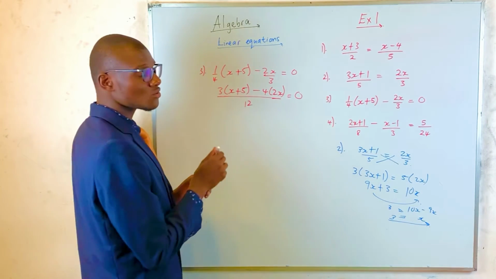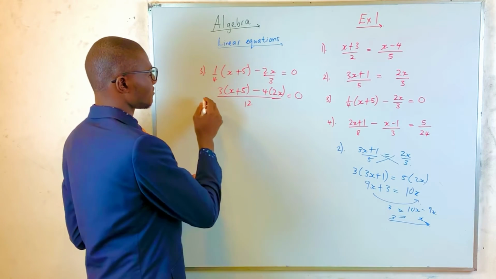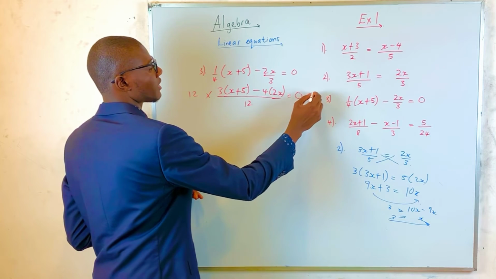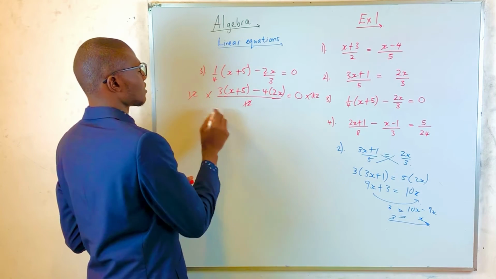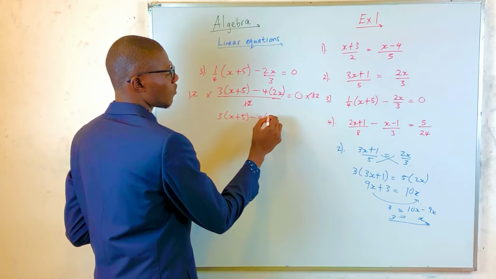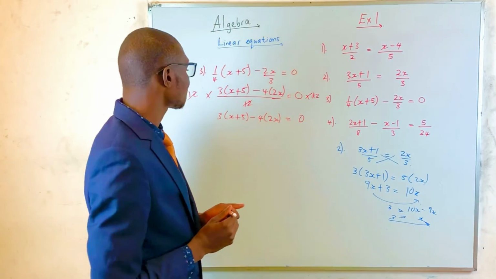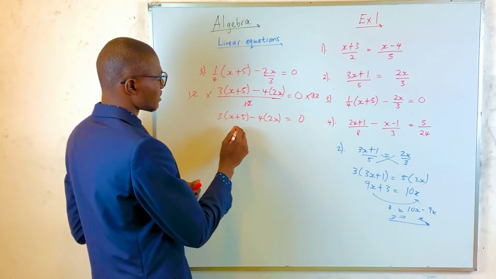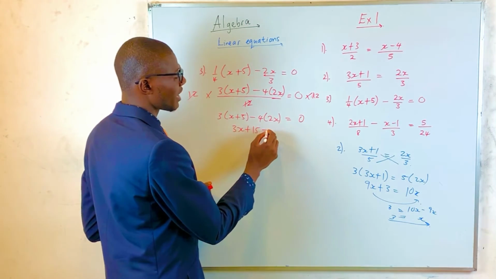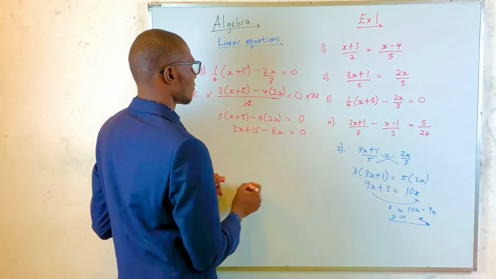So now, if we get rid of this denominator first, we multiply both sides by 12, and of course we now have 3(x + 5) minus 4(2x). This will still be 0 on the right hand side. So if we remove these brackets, 3 times x is 3x, 3 times 5 is 15, minus 4 times 2x is 8x, and this should be equal to 0.